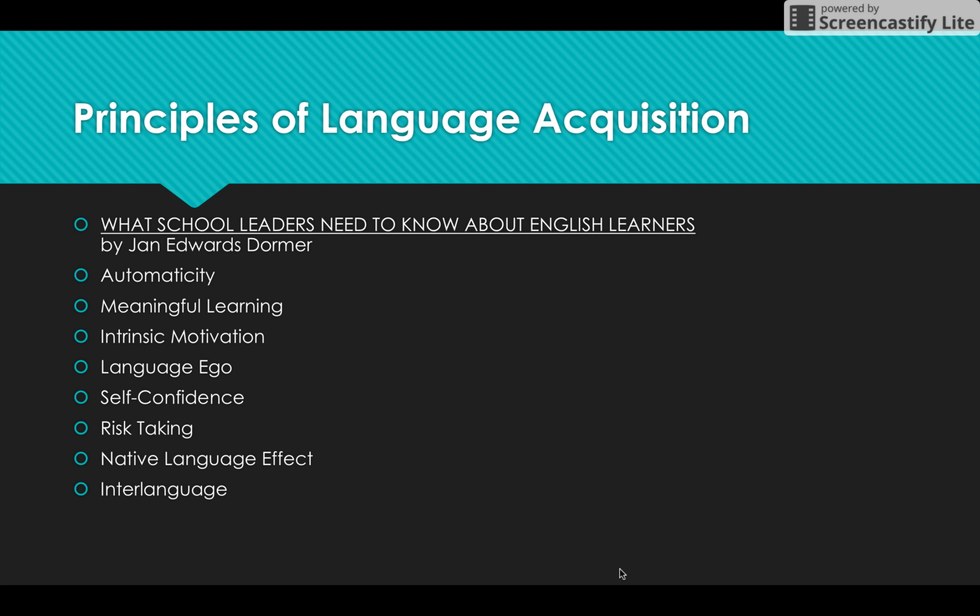Use their native language when possible. There are a lot of cognates in English and Spanish and in other languages as well that are very similar. And if students can recognize those cognates, they can learn the language a lot faster. There's also interlanguage, which is what language they speak in and what language they're thinking about.